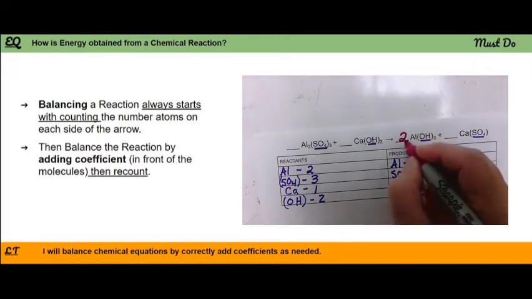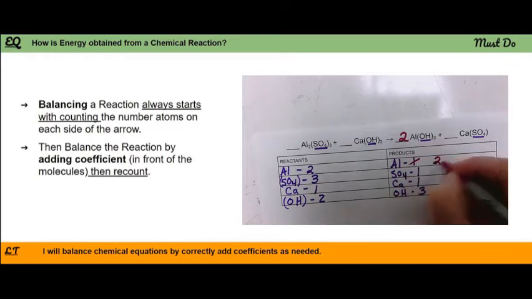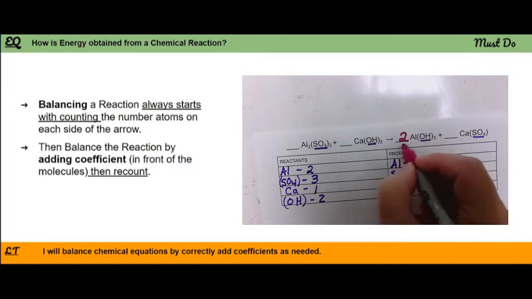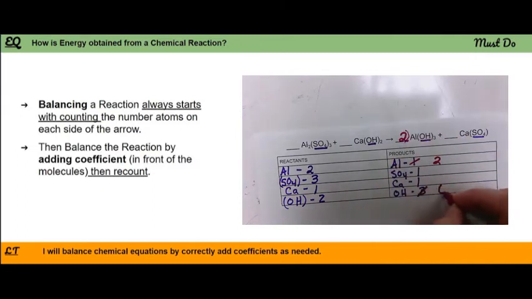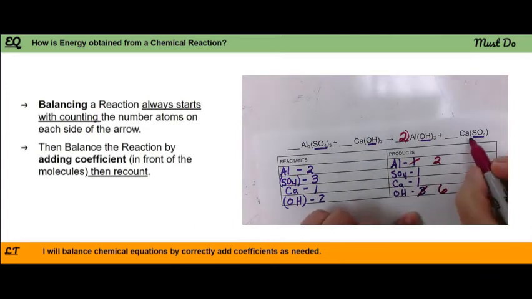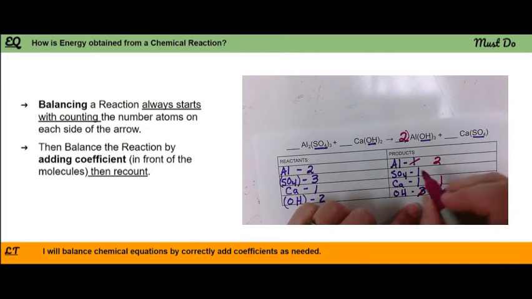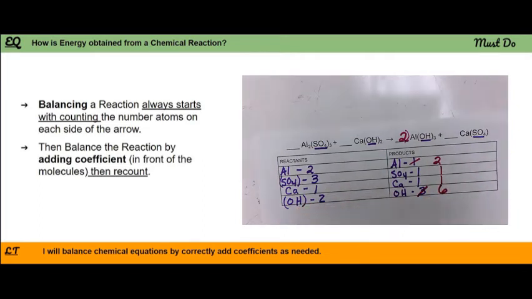Okay, so now I'm going to recount. So I have 2 aluminums. There's 3 here times 2, so this becomes 6. Calciums, I still only have 1, and the sulfates, I still only have 1. Okay, so are we balanced? No. Okay, our metals are balanced, so let's take the next one on our list and balance that.